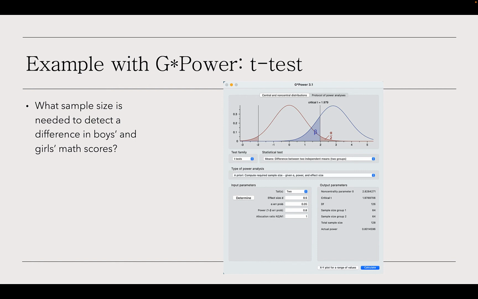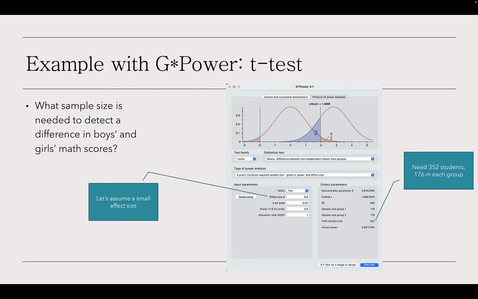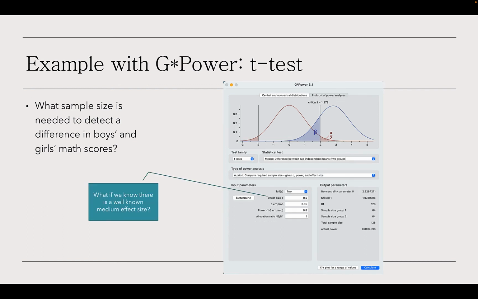All right, what if in our literature review we see that there's actually more of a true medium effect size for the gender difference in math achievement scores? And so what happens if we change, and I'm going to go back, so here our effect size is 0.3. What happens if we change that effect size to 0.5? We see now we only need 128 students, 64 in each group. So the larger the effect, the smaller the sample size you need.